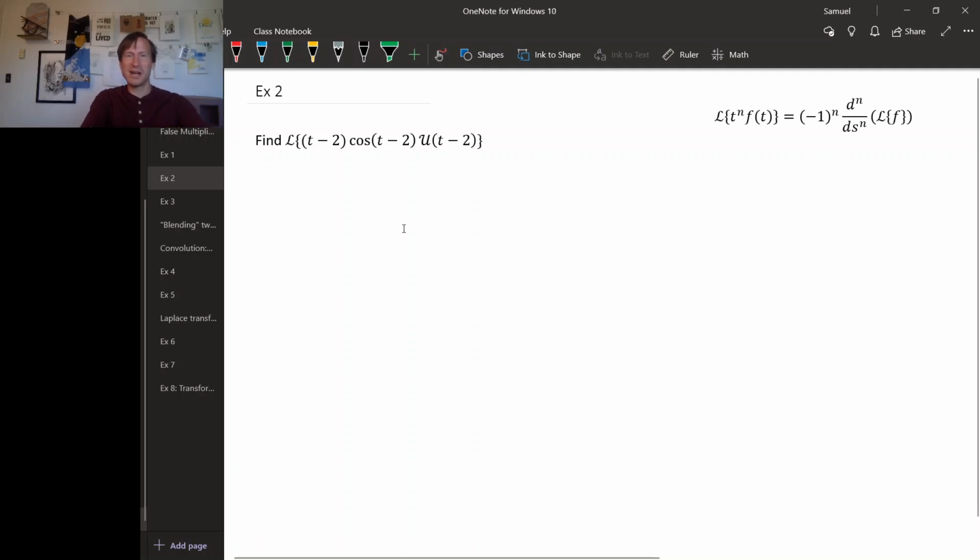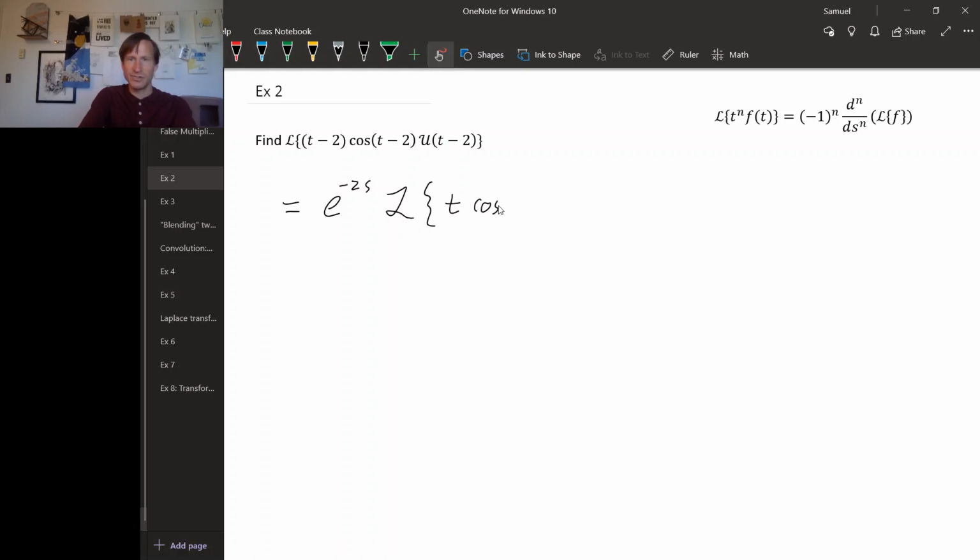So let's look at another example. How about this one? Laplace transform of t minus 2 times cosine of t minus 2 times the step function of t minus 2. So with these shifts in this step, I hope it occurs to you that the first thing we should do is turn this shift in a step on the inside into a multiplication by an exponential on the outside. So this is going to give us e to the minus 2s times the Laplace transform of t cosine t.